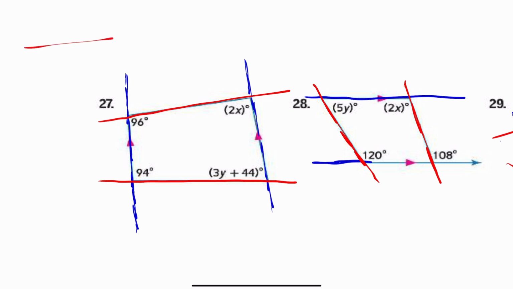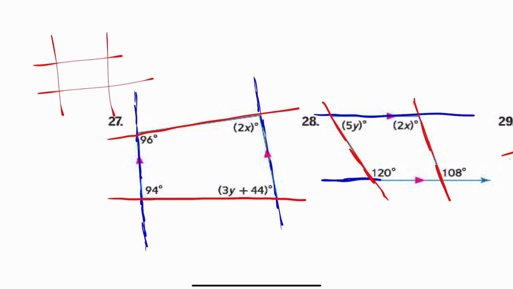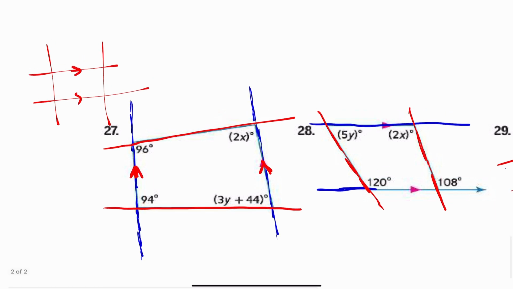So I need you to make sure that you tilt your head, or you can actually just redraw it. So I will have something like this, if that makes sense. And my parallel lines are here, right? So it's here and here. If I were to rotate it, it should look like that. And 94 goes here, 96 goes here. And then this is 3y plus 44. And this one is 2x, okay?